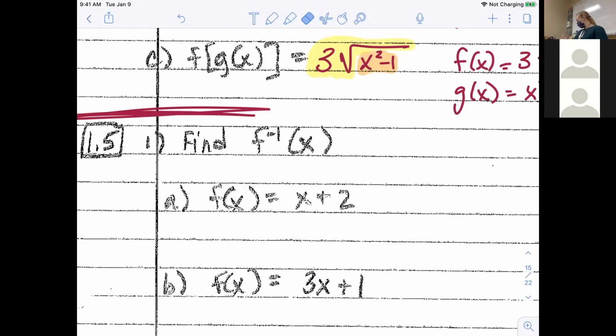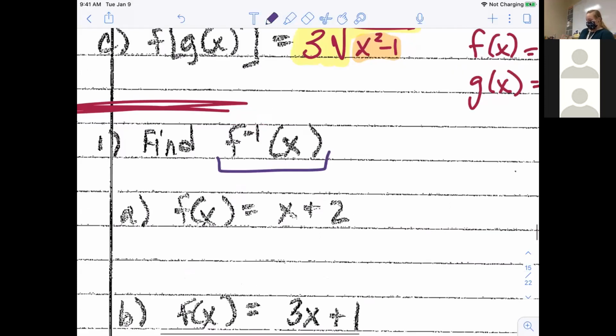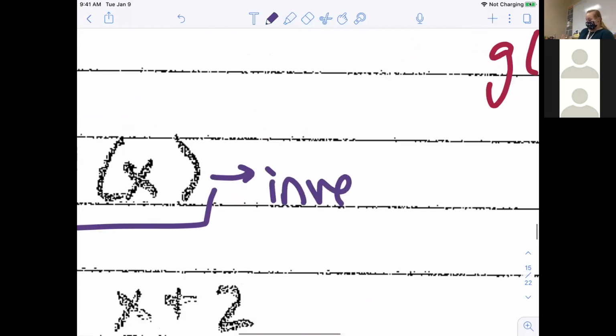All right, so we are in 1.5, and we are talking about, well, actually, does anyone know what this symbol right here is? F to the negative 1, what does that mean? Awesome, great. None of us know, which is great. Helps me know what's going on with you guys. It means we're doing the inverse of a function.